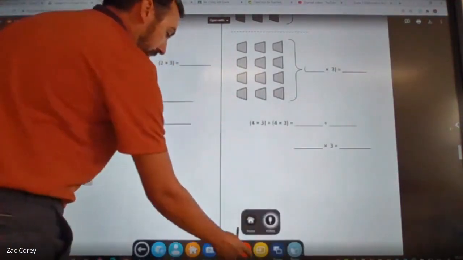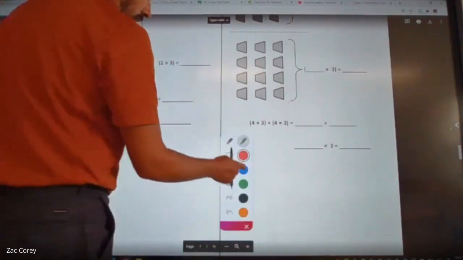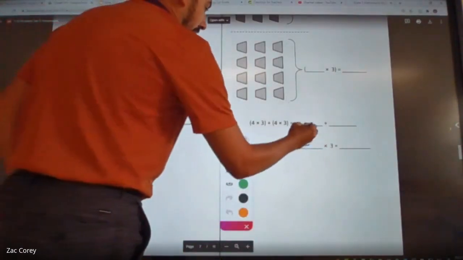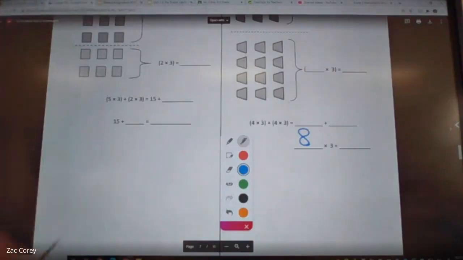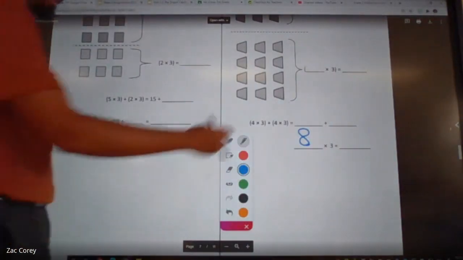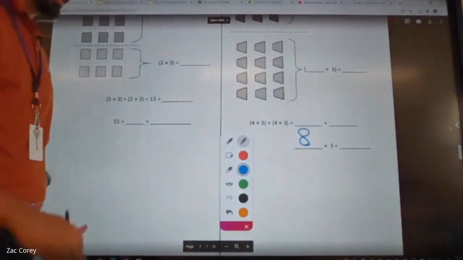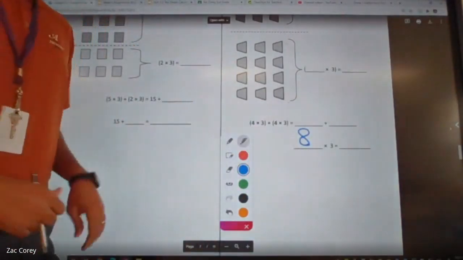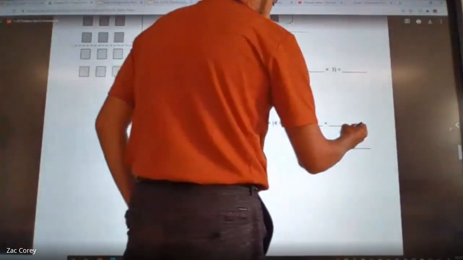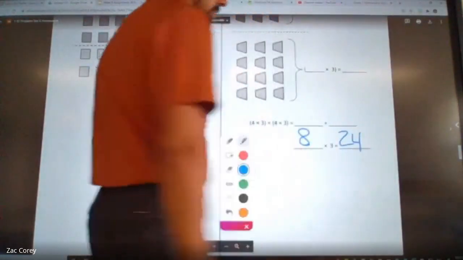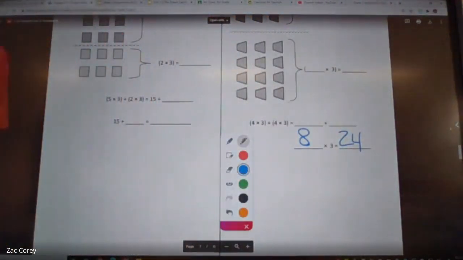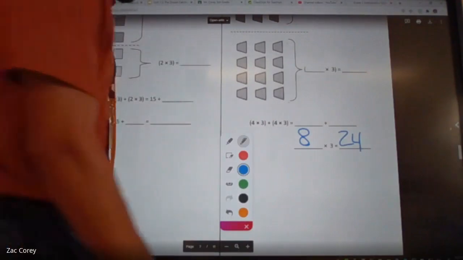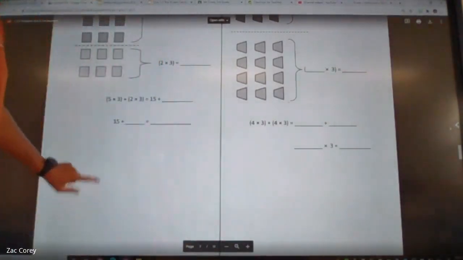So they want us to say the total number of shapes is 8 times 3, which we just figured out up at the very top. We count by 8 3 times or 3 8 times, whichever way you want to do it. And that equals 24. You can always check your answer by counting the shapes or the pictures to make sure you're right. All right, let's go into the next page.